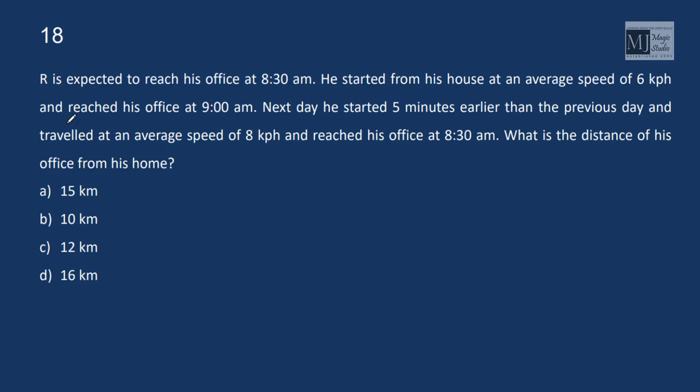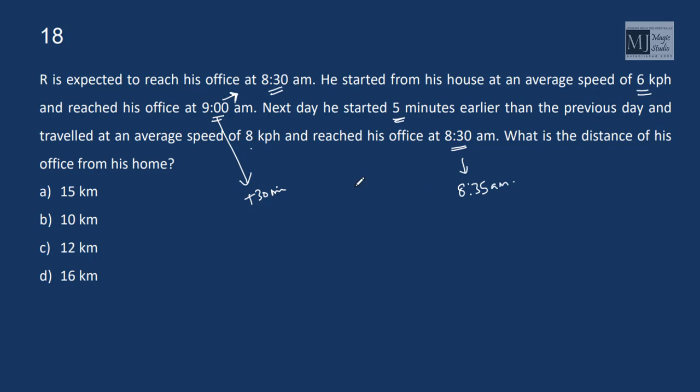Option A. R is expected to reach his office at 8:30 a.m. He started from his house at an average speed of 6 kph and reached the office at 9 a.m., which means 30 minutes late. Next day he started 5 minutes earlier than the previous day and traveled at an average speed of 8 and reached office at 8:30 a.m. That means he actually reached the office today at 8:35 a.m. and yesterday at 9 a.m. So the difference in time is 9 a.m. minus 8:35, which is 25 minutes.